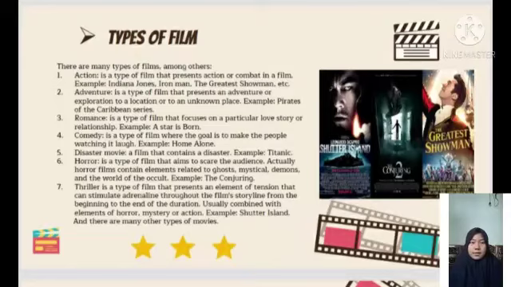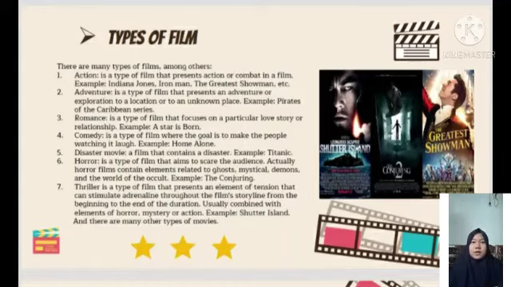The fifth, types of film. There are many types of films, among others: 1. Action. Action is a type of film that presents action or combat in a film. Example, Indiana Jones, Iron Man, etc. 2. Adventure. Adventure is a type of film that presents an adventure or exploration to a location or to an unknown place. Example, Pirates of the Caribbean series.